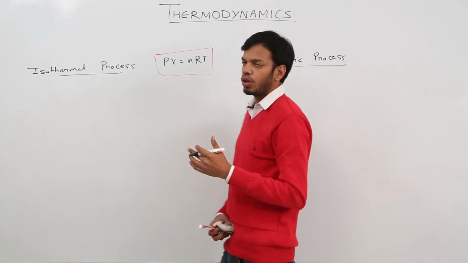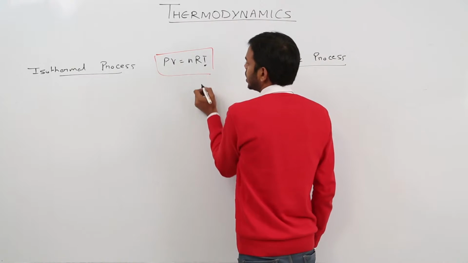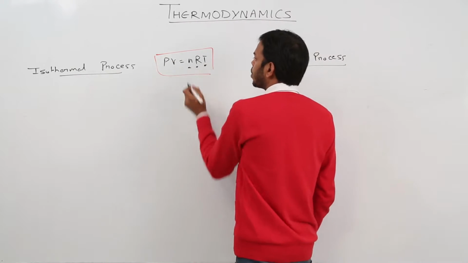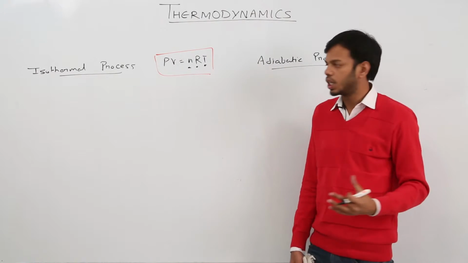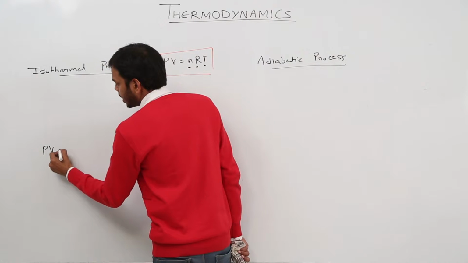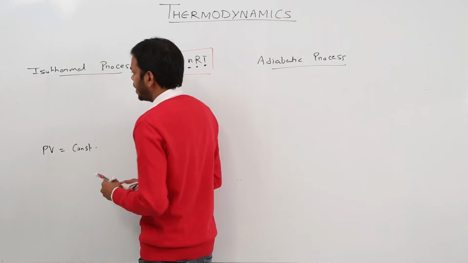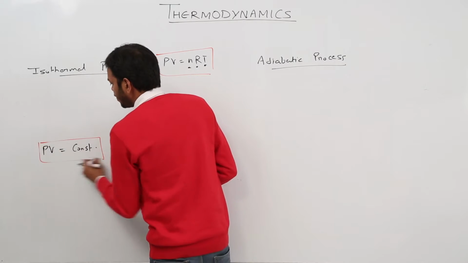Now in an isothermal process, there is no change in temperature. That means this is constant. R is already a constant, and the number of moles of a gas is also constant. That means the equation of an isothermal process would be given by PV is equal to constant. This is the main equation of an isothermal process.